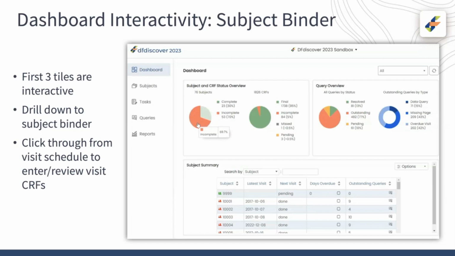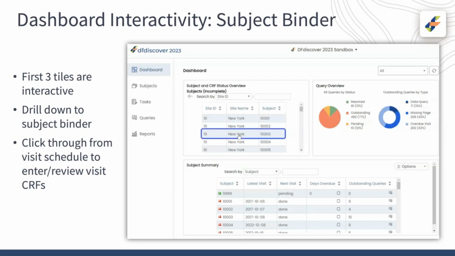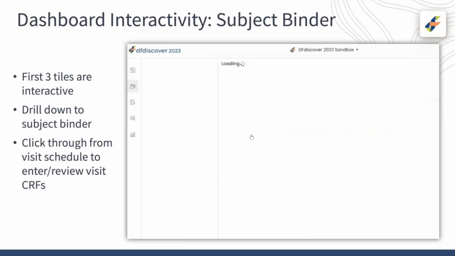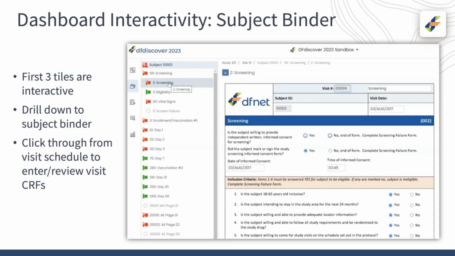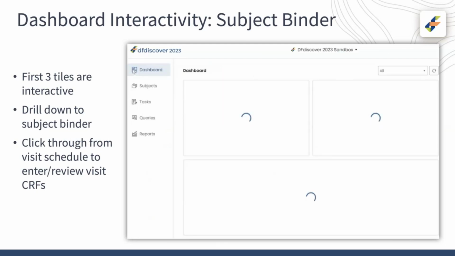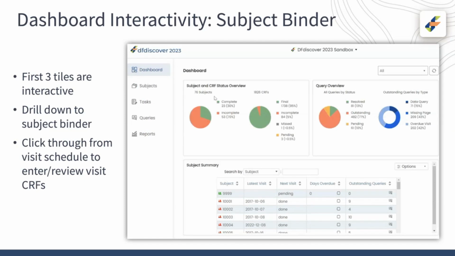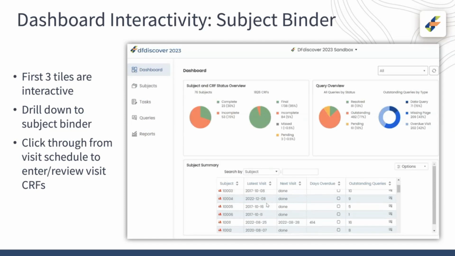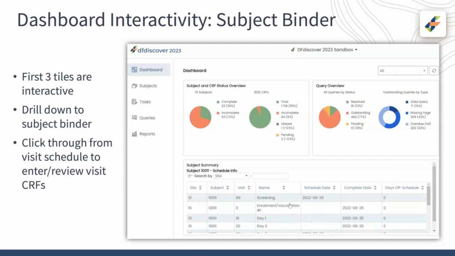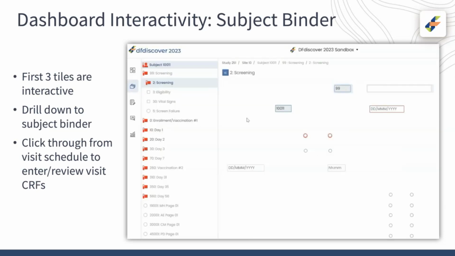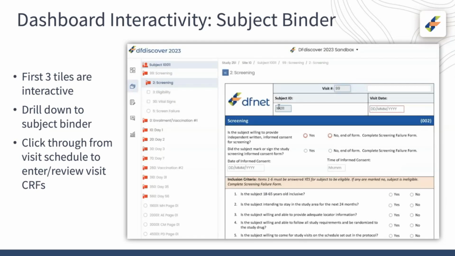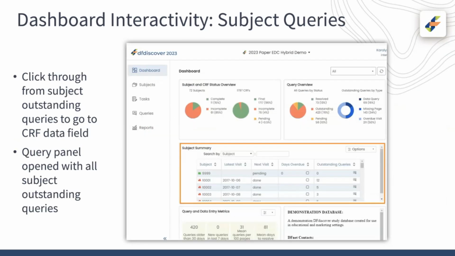The first three tiles are fully interactive. As you can see, if you click on the subject overview, it gets you to the query overview that takes you directly to the place on the subject binder. You can also see that if you go to the subject summary, you can click on the days overdue, and it takes you to the subject schedule information, which takes you to the visit schedule. Next slide, please.